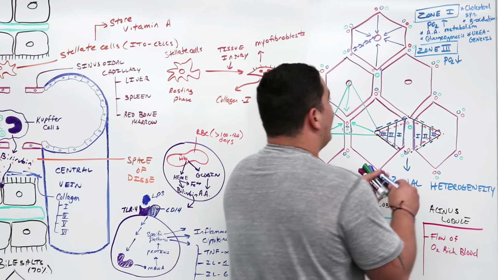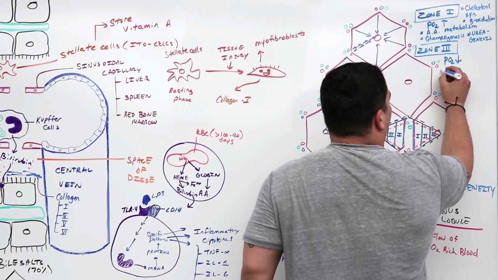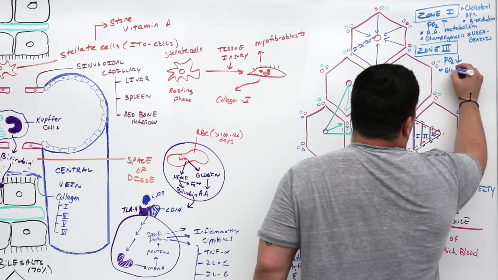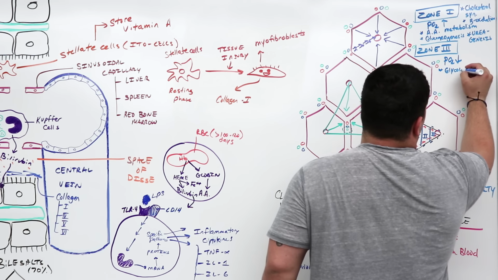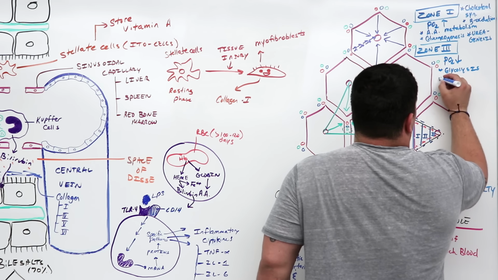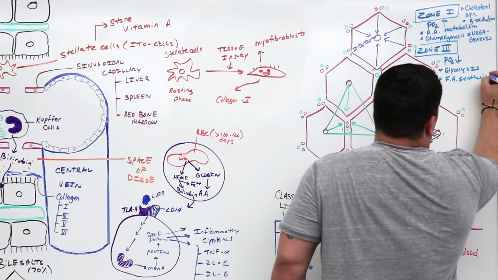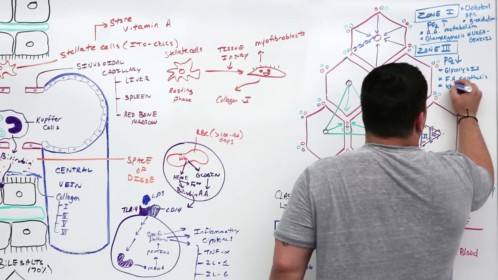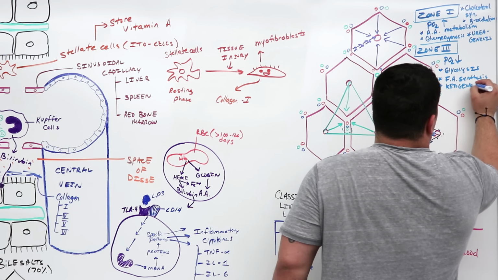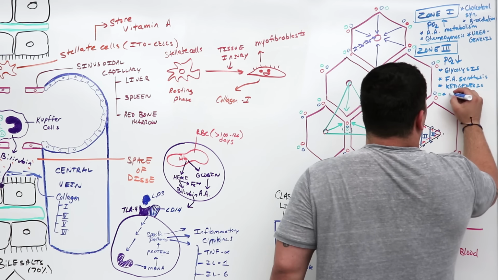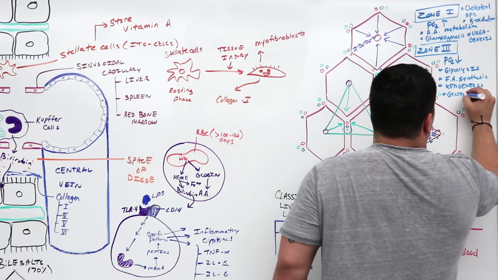That's the significance here. Zone 3 is going to perform more pathways like glycolysis, because it's not going to get a lot of oxygen, obviously. It'll perform things like fatty acid synthesis. It'll perform things like ketogenesis. Again, it'll perform what's called glutamine synthesis.